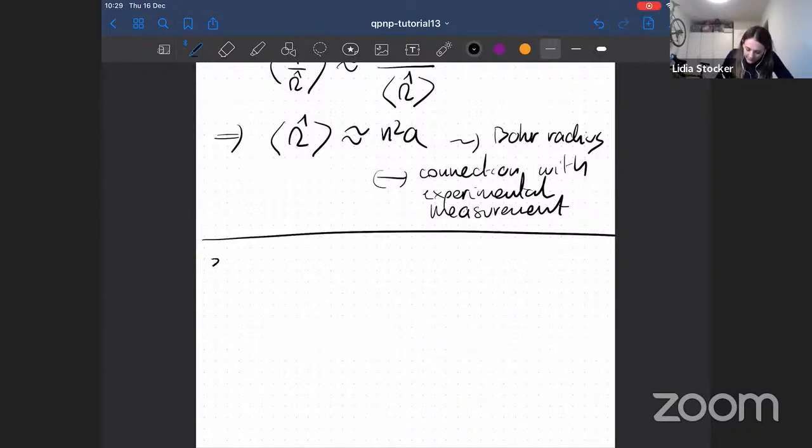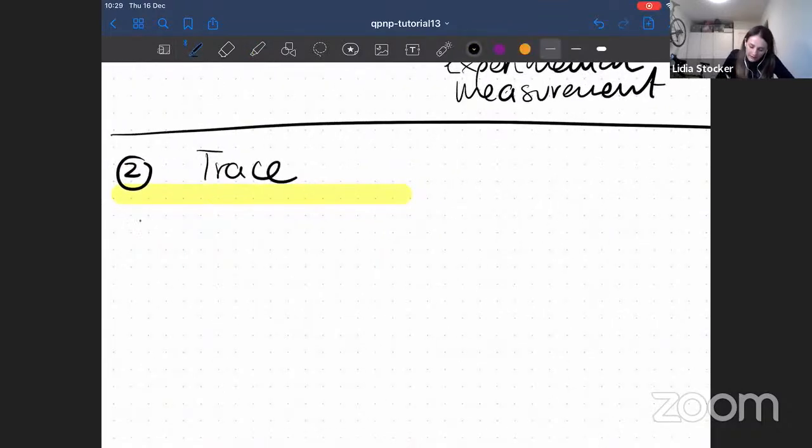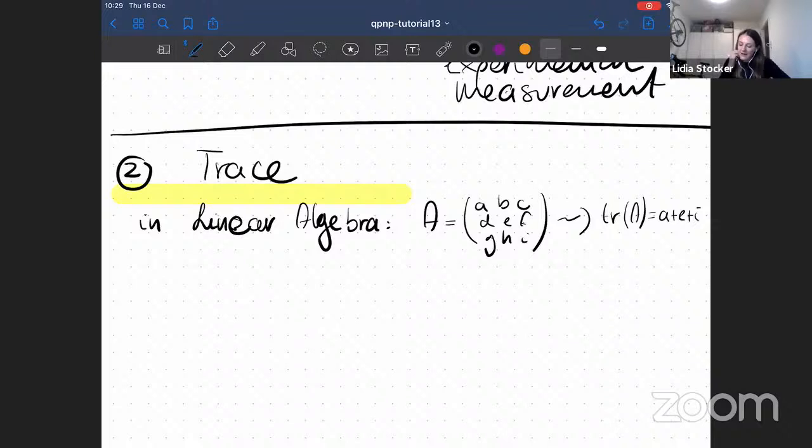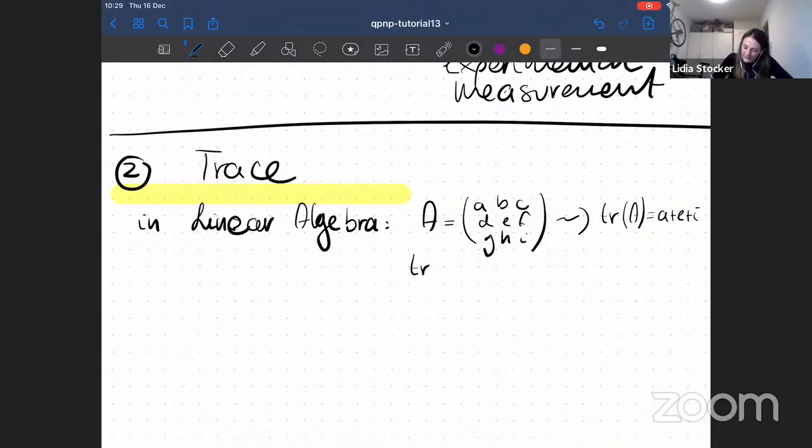Otherwise, we move to point 2 of the exercise class, which is the trace. And a very short connection. I'm sure that you know the trace in linear algebra. So in linear algebra, if you have a matrix that is given of this form, then the trace of A is given as A plus E plus I. So the trace of A is the sum over i of the diagonal elements, or the trace is defined as the sum of the diagonal elements.